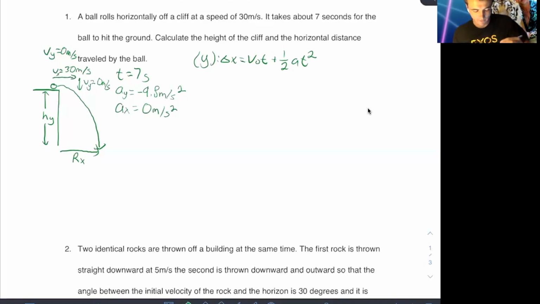Now we have to plug in all the variables that we know for the y. So what is the change in x? We're trying to find the change in x, which is the height, so I'll erase that and change the variable to be height. Trying to find the height.